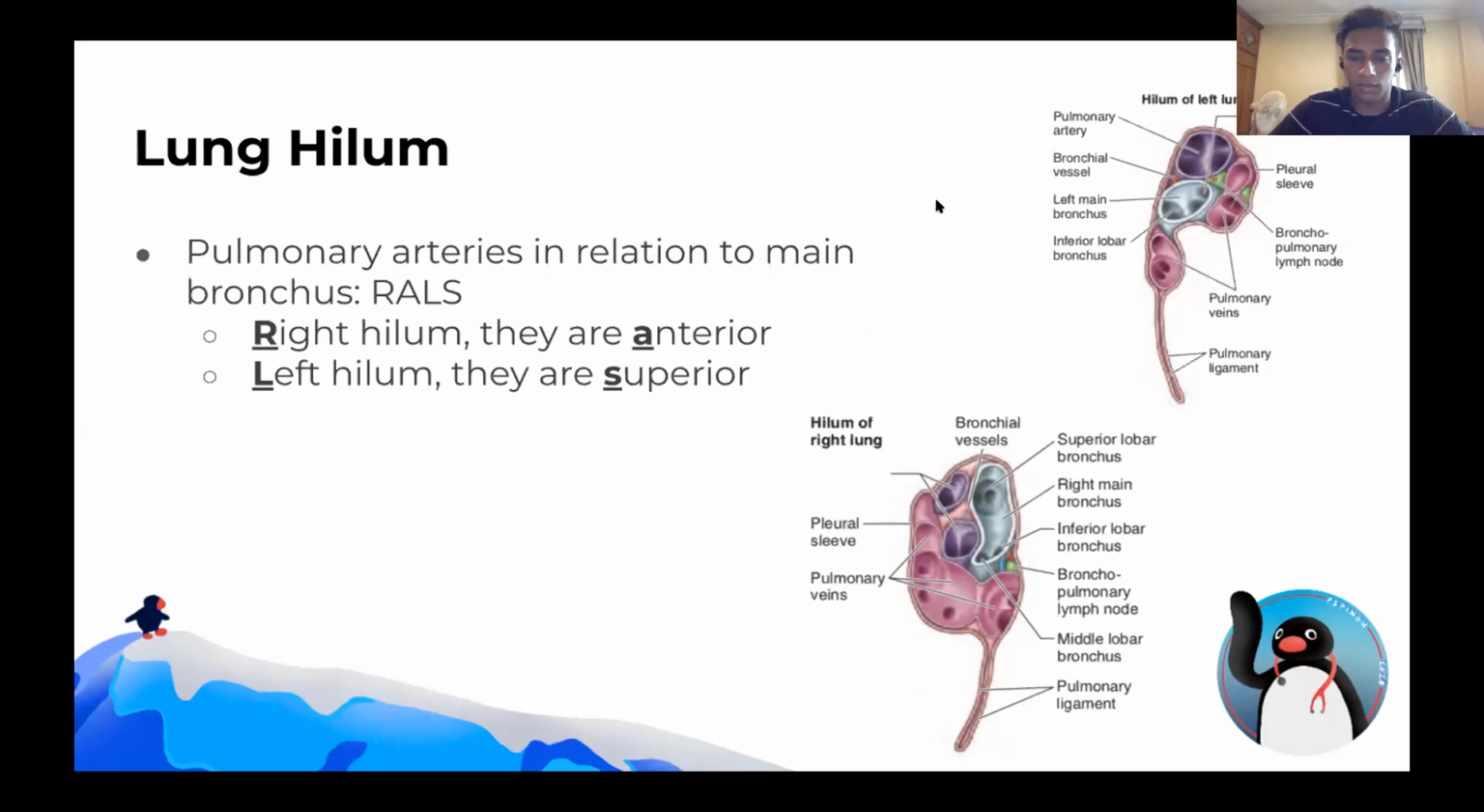There's a key mnemonic: right hilum, the anterior, and left hilum, the superior. What is this referring to? This is referring to your pulmonary artery. If you look here, the pulmonary artery on the left is superior to your bronchus. It's basically right on top of it. Whereas on the right, it's anterior. So your bronchus is over here, and the artery is anterior to it.